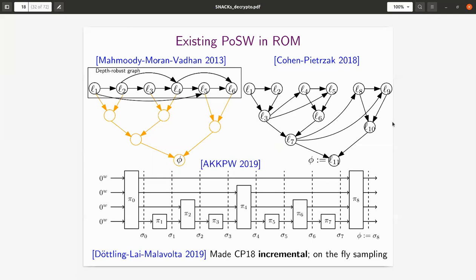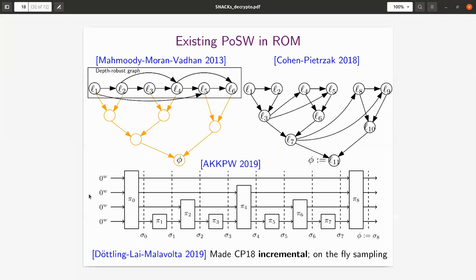Cohen and Pietrzak gave an extremely elegant construction in which you essentially define this graph. You start with the Merkle tree and run a path through it, and it's very efficient and good, and it implicitly defines phi, a commitment, to be the label of the sink. And there's another construction called reversible proof of sequential work that achieves an extra property called reversibility, that we don't care about in this work.